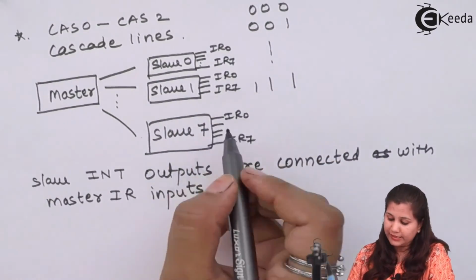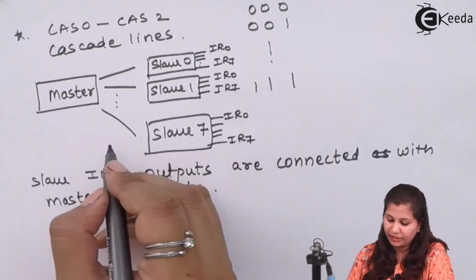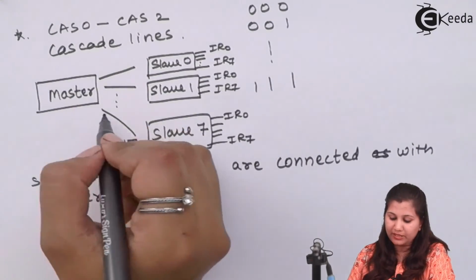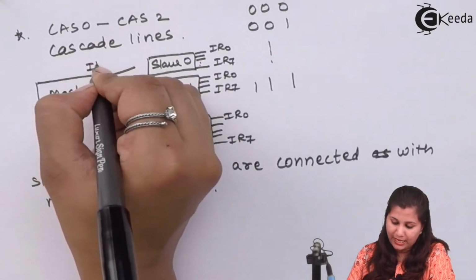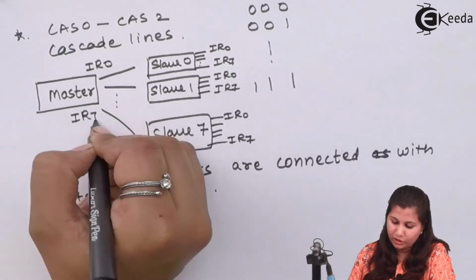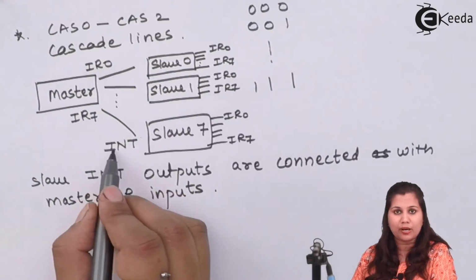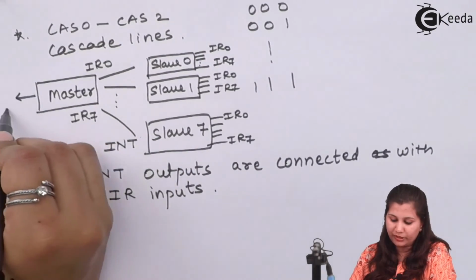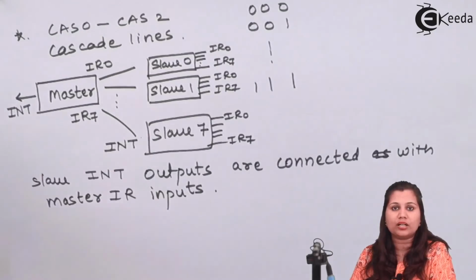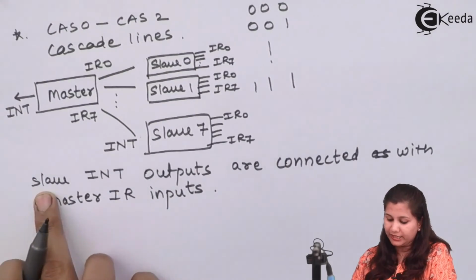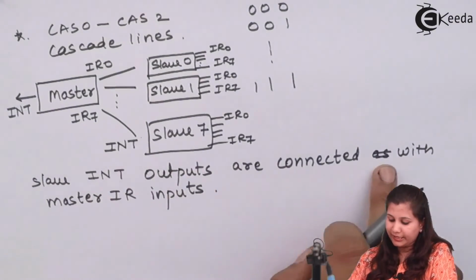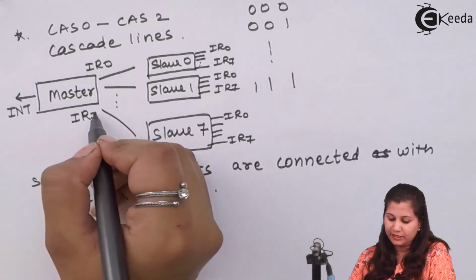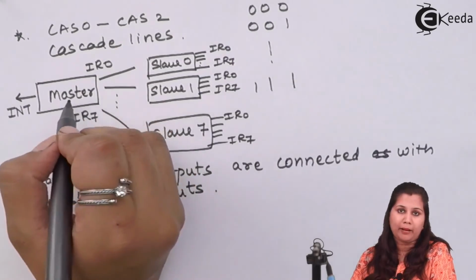Now, when any of the slaves receives an interrupt request, it will generate an INT signal. This interrupt output will be connected to the master, which will also have the interrupt request signals IR0 to IR7. So when slave 7 has generated an interrupt request, this will be given to IR7, and then the master is going to generate the INT signal which is given to the microprocessor. So the slave INT outputs are connected with the master IR inputs.